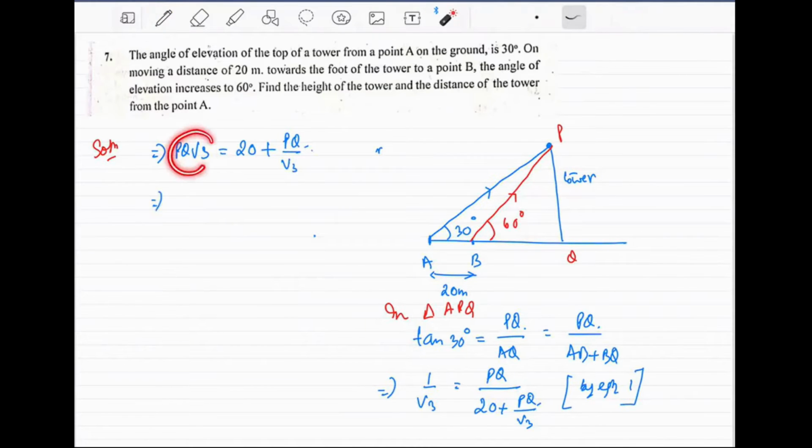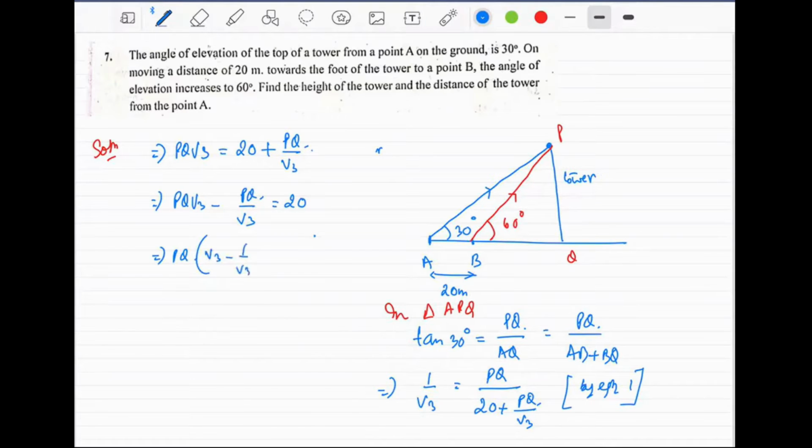Now we have PQ right here and we have a term with PQ right here also. So we will bring the terms together, PQ by root 3 and PQ root 3 on the same side. So we will have PQ root 3 minus PQ by root 3. How much is remaining? 20 is remaining on the right hand side, isn't it? Okay, now you can take PQ common factor. What is remaining? Root 3 minus 1 by root 3 is equal to 20.